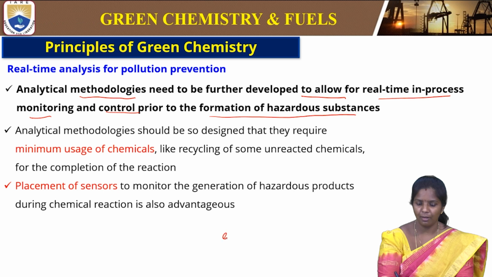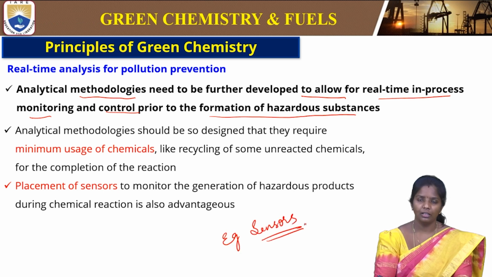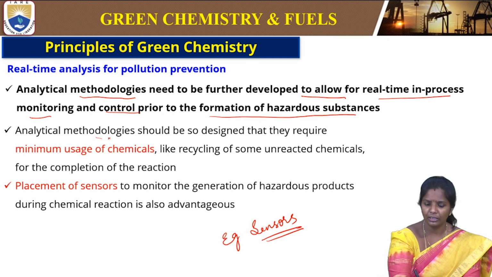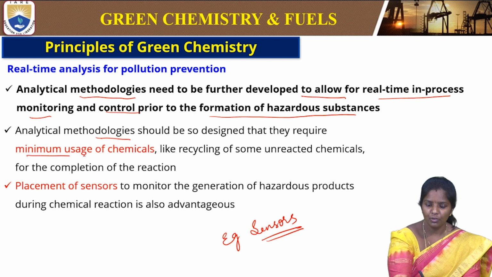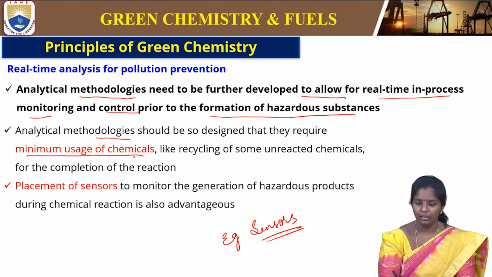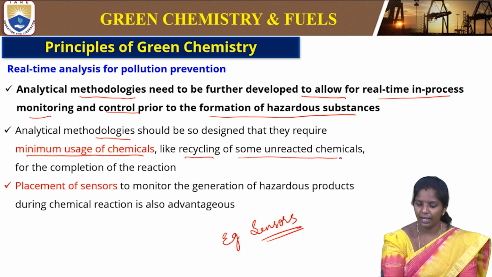For example, if we are using sensors imparted in any of the products, then during its life cycle, if there are any hazardous substances it is producing, the sensors will detect and give the results so that we can monitor and control the formation of these hazards. These methods should be designed in such a way that there is minimum usage of chemicals, with recycling of some unreacted chemicals for completion of the reaction.